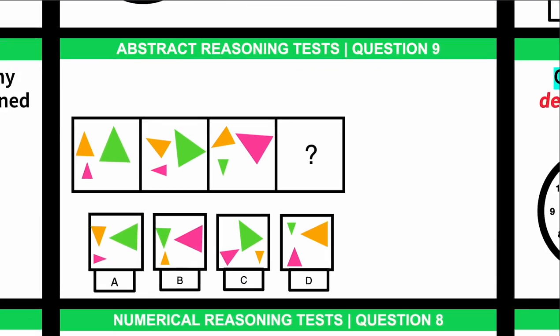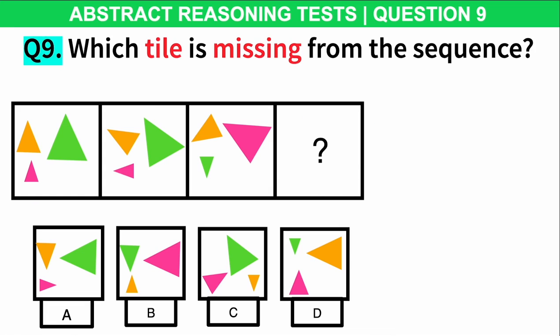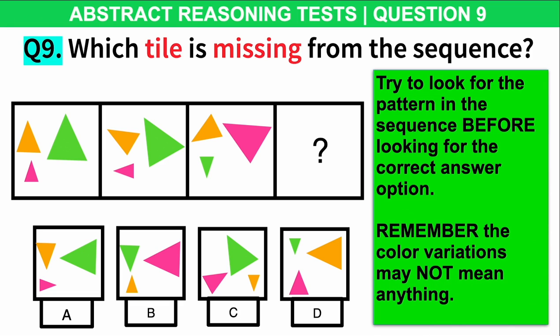Okay, let's take a look now at one of the most challenging question types, which is abstract reasoning questions. So which tile is missing from the sequence? You can see the missing sequence is indicated by that question mark. Now try to look for the pattern in the sequence before looking for the correct answer option. Remember, the color variations may not mean anything. And in fact, in this question, the colors don't mean anything at all. They change randomly just to make the question more difficult.